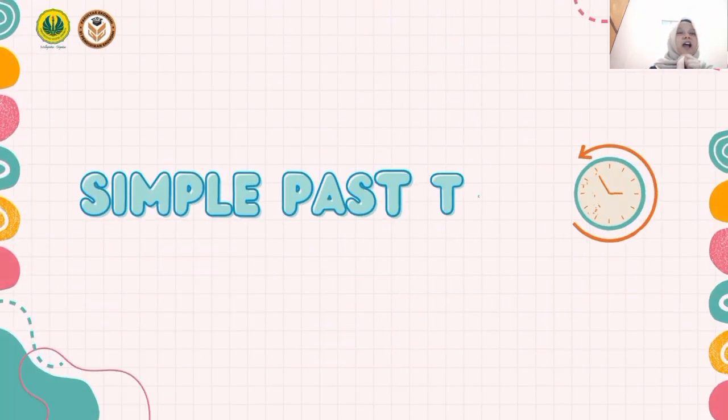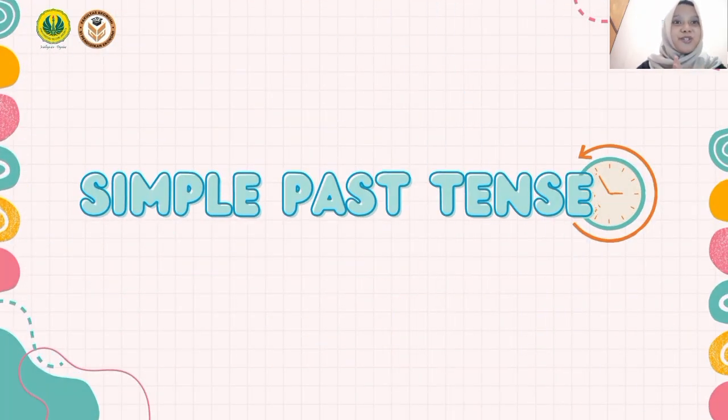So I hope you understand about simple future tense, because we will move on to the next tenses. We learn about simple past tense. So simple future tense talks about the future. Simple past tense talks about the past time.